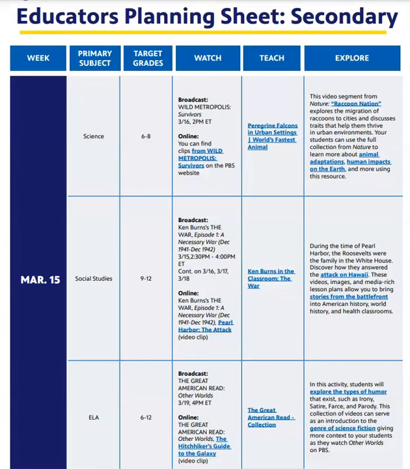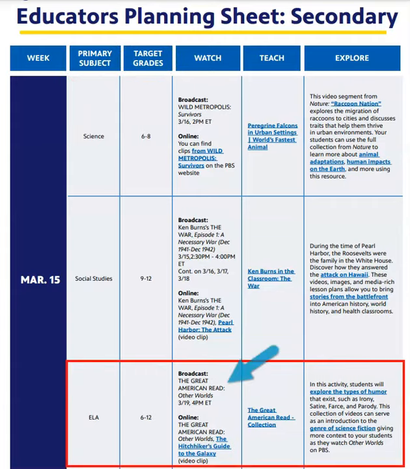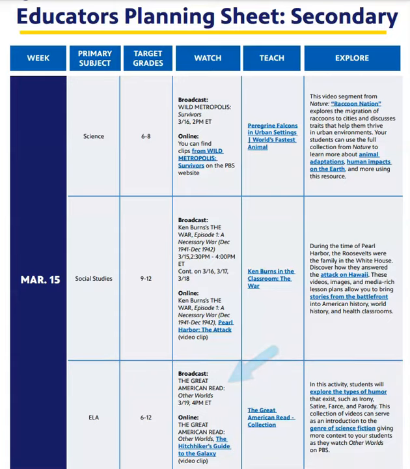The Secondary Educator's Planning Sheet consists of tables of weekly programming for 6 through 12 educators. The content is organized by primary subject and target grades. You can see here that this lesson is for grades 6 through 12 English Language Arts and is built around the Great American Read. The table includes information about how you can watch the program on broadcast TV as well as online, materials to use to help you teach the lesson, and more resources students can explore to further their knowledge on the topic.